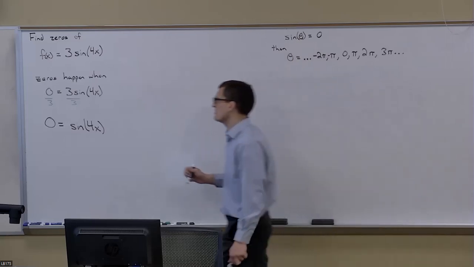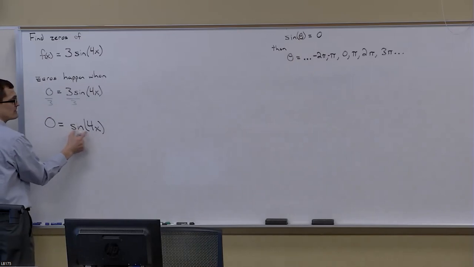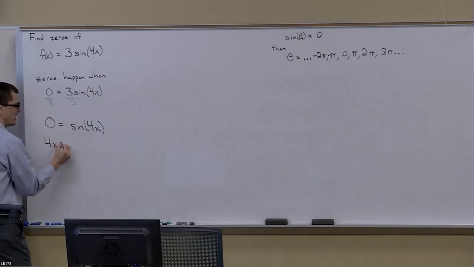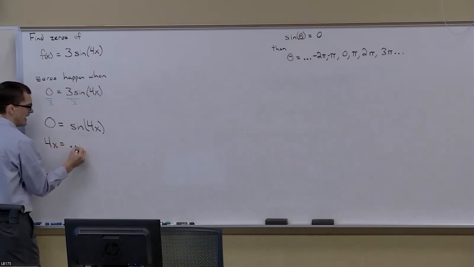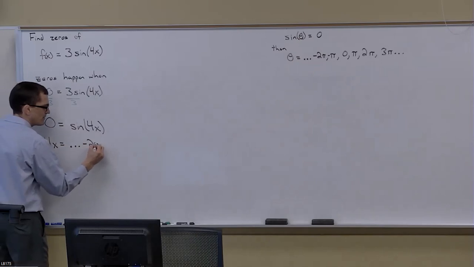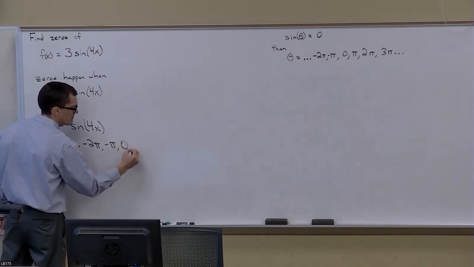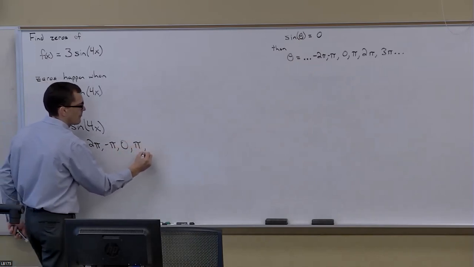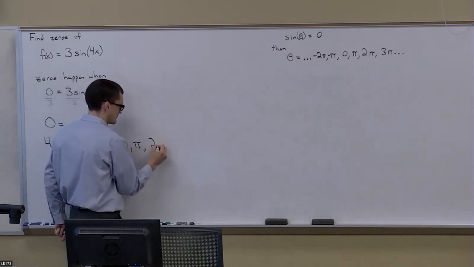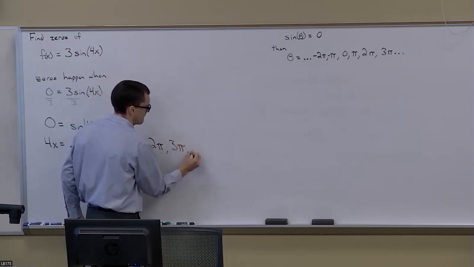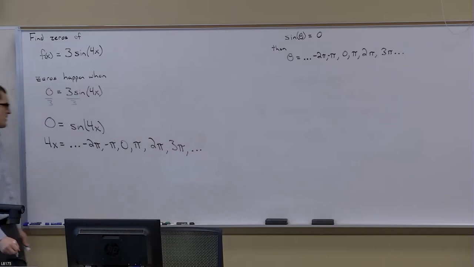So all we have to do is say, well, this is true. I know when sine is 0, then my argument on the inside of the sine has to be something like negative 2 pi, negative pi, 0, positive pi, positive 2 pi, positive 3 pi, etc. So we get infinitely many options for what 4x could be.